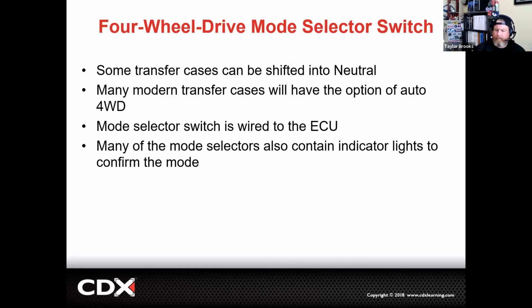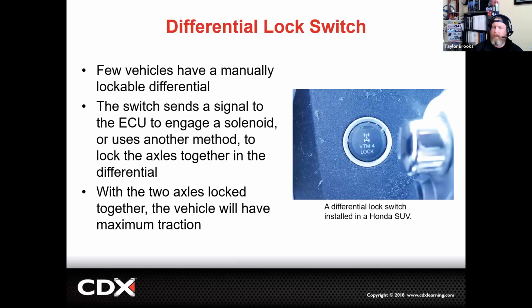Quite often, too, a lot of transfer cases will have a neutral position. So in the slide before last, we saw there was 4 auto, 4 high, and 4 low, but there will usually be a separate switch or a manual override to get the transfer case into neutral. Now, we get a transfer case into neutral so that the vehicle can be towed if that is the case.